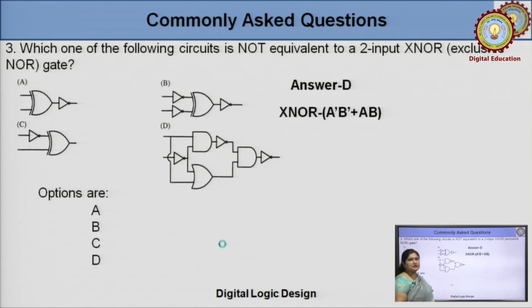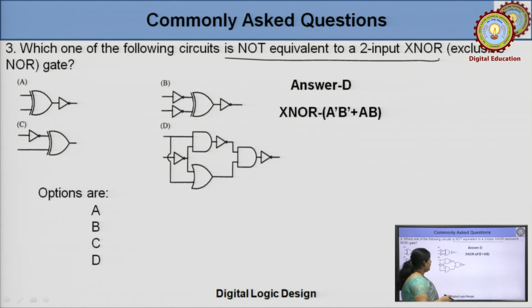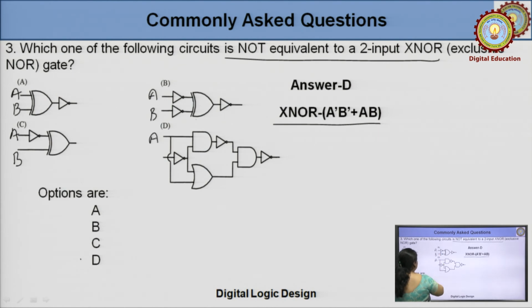Now moving to the third question: which one of the following circuits is not equivalent to exclusive NOR? And you know XNOR is A bar B bar plus AB. So let us take the first option. I am taking the inputs A and B. For the first gate, what will be the output? This is XNOR, so the output would be A bar B bar plus AB, right.